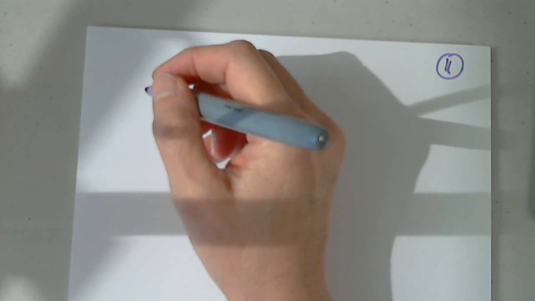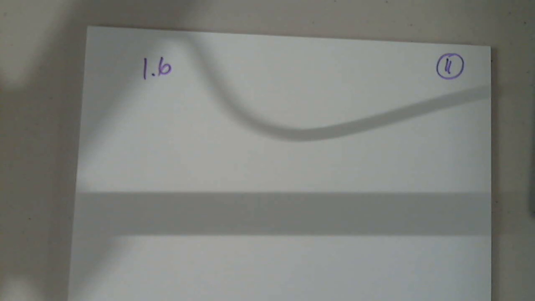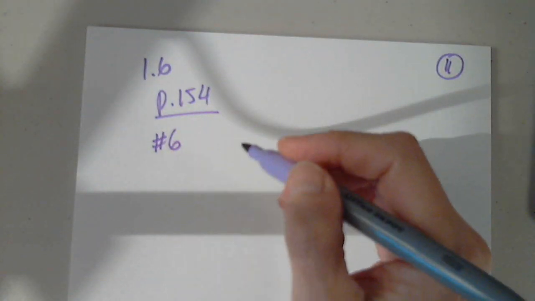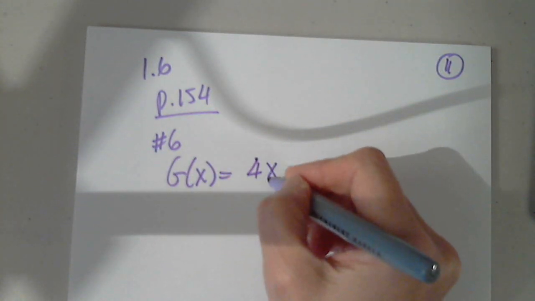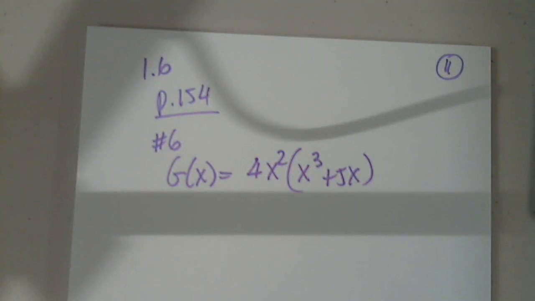Okay, so we already presented the product rule, so now we are ready to use it. On page, please choose page 154. Let me start one and then you choose the next one. I'm going to start with 6. And we have g of x equals 4x squared multiplied by x cubed plus 5x.